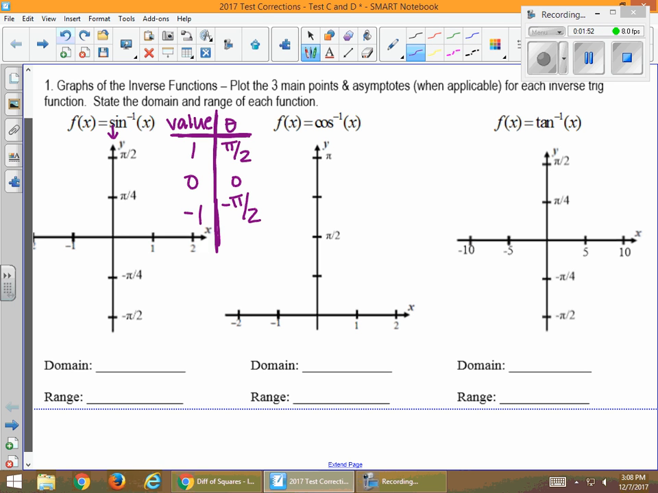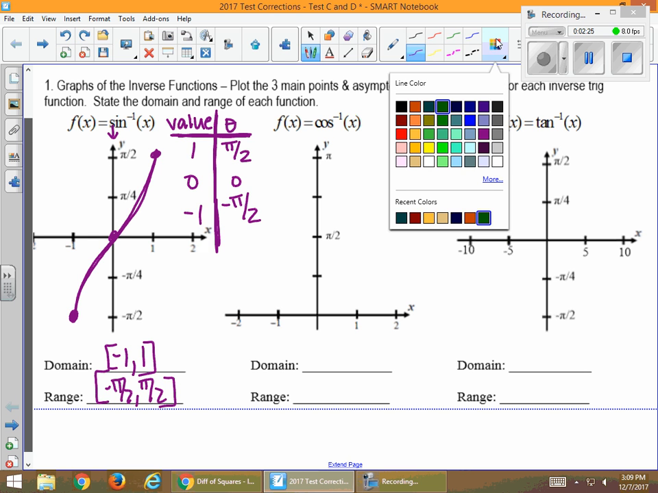So negative pi over 2, sine is negative 1. Negative 1, negative pi over 2. 0, 0. 1, pi over 2. This is the only place that this exists. Don't put arrows on the end there. So the domain is negative 1 to 1, including our endpoints, and the range is negative pi over 2 to pi over 2, including those endpoints.